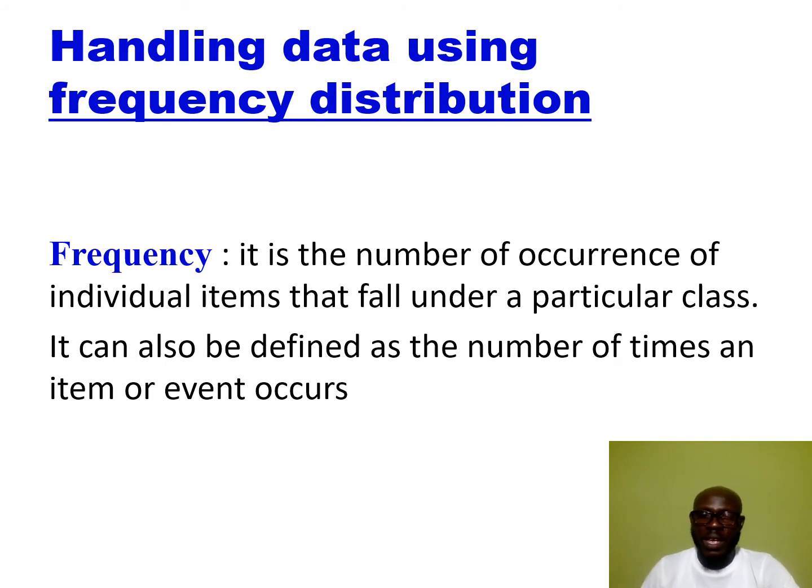What is frequency? It is the number of occurrence of individual items that falls under a particular class. The number of occurrence, that is the number of times the thing keeps on occurring, of individual items that is being grouped, that falls under a particular class. Good. It can also be defined as the number of times an event or item occurs. The number of times it keeps on repeating, it keeps on occurring. That becomes frequency.